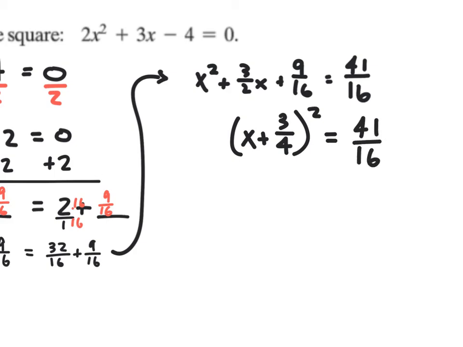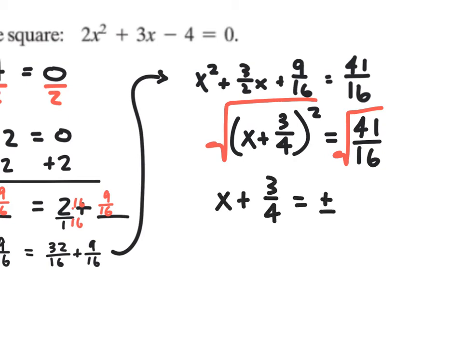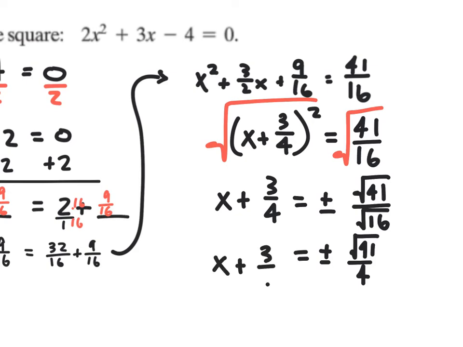Now, what I'm going to do is apply the square root principle. Take the square root of each side, and here's what I get. x plus 3/4 is equal to plus or minus, and when I take the square root of a fraction, I do the square root of 41 divided by the square root of 16. I can't take the square root of 41, but I can take the square root of 16. So I get the square root of 41 over 4, and that's going to equal x plus 3/4.